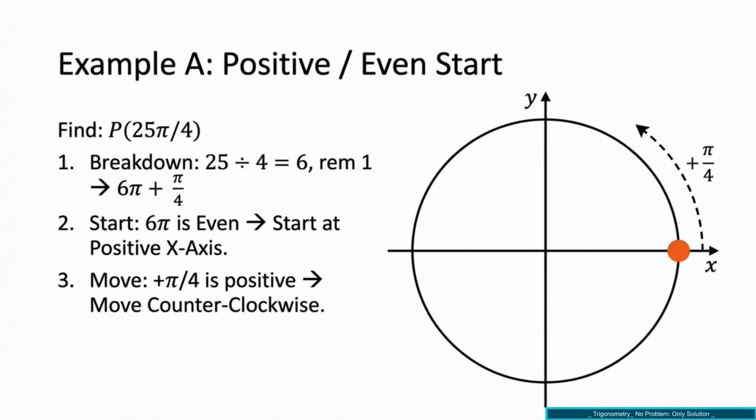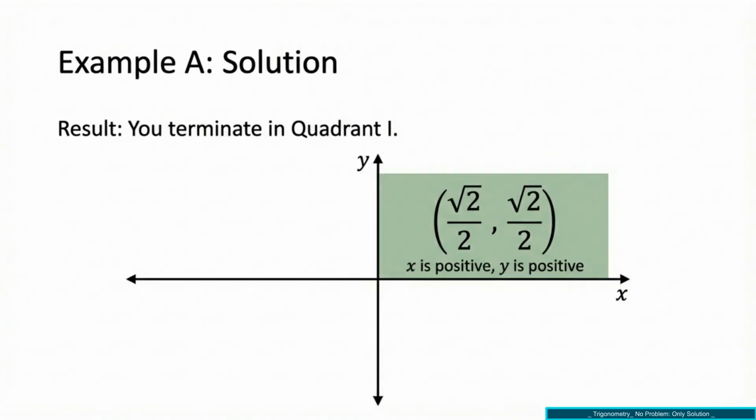Let's look at example A, P of 25 pi over 4. Break it down to 6 pi plus pi over 4. Start at the positive x-axis, and move counterclockwise by pi over 4. The result is that you terminate in quadrant 1, where both x and y are positive. The coordinates are both the square root of 2 over 2.